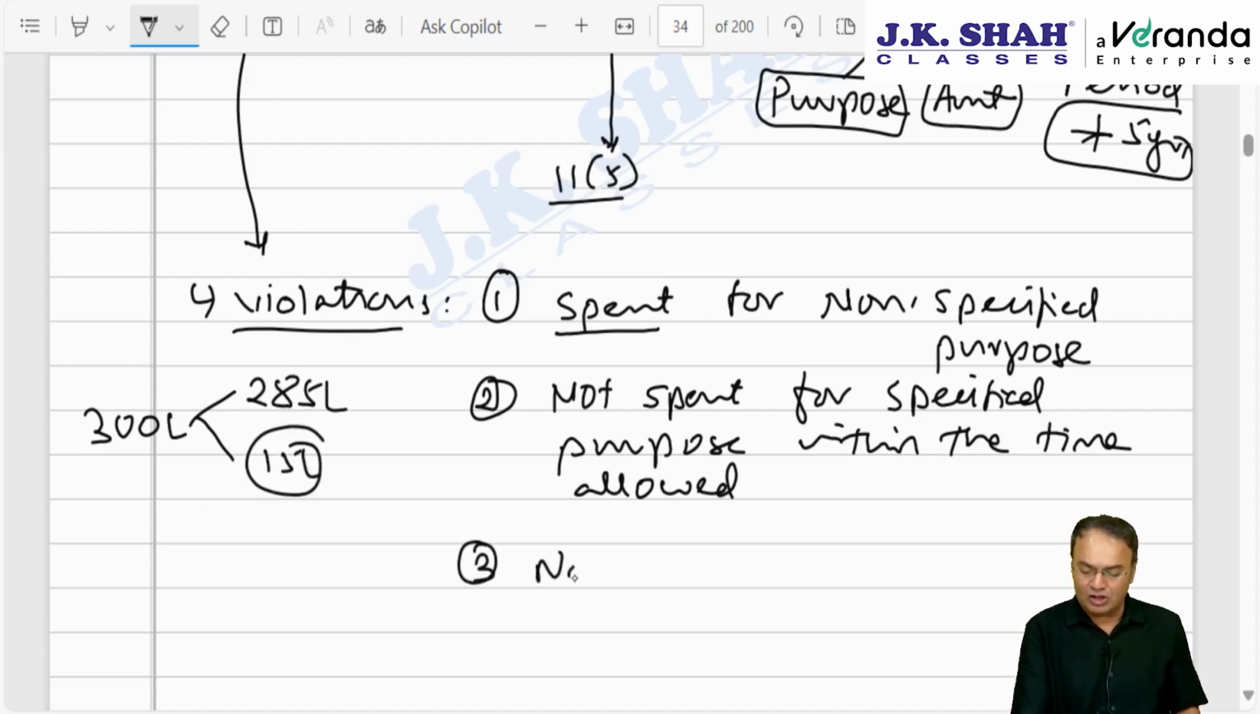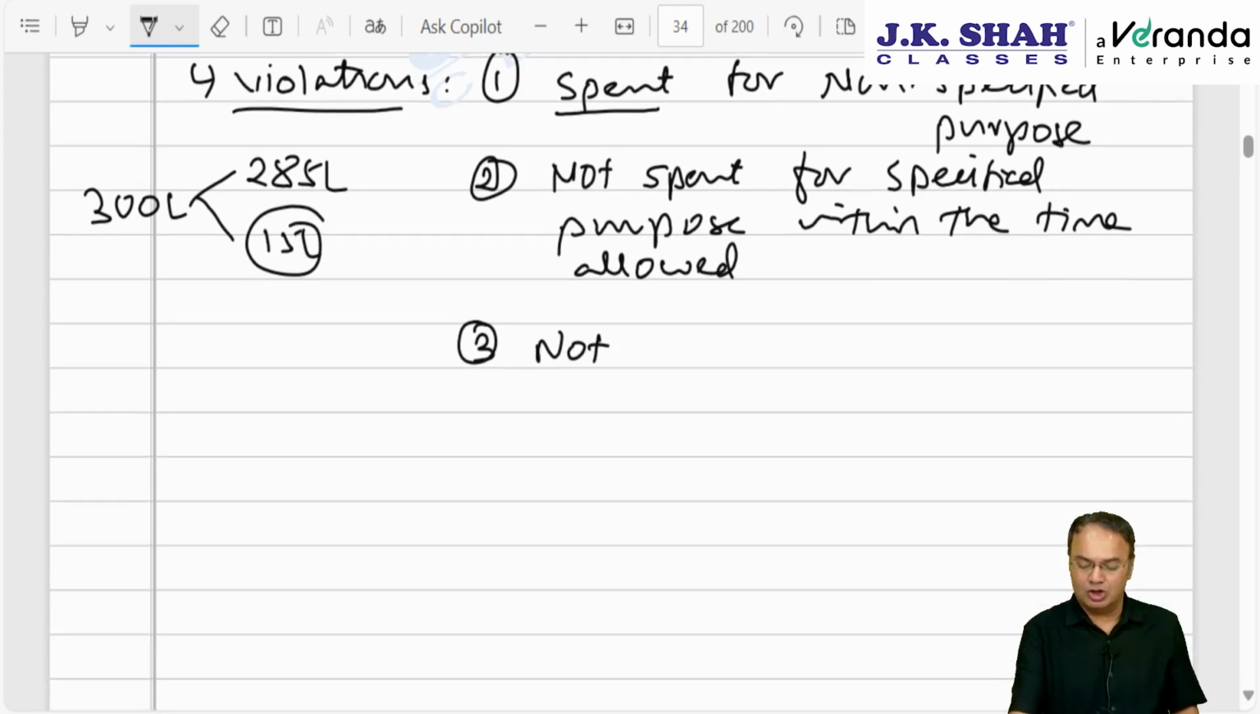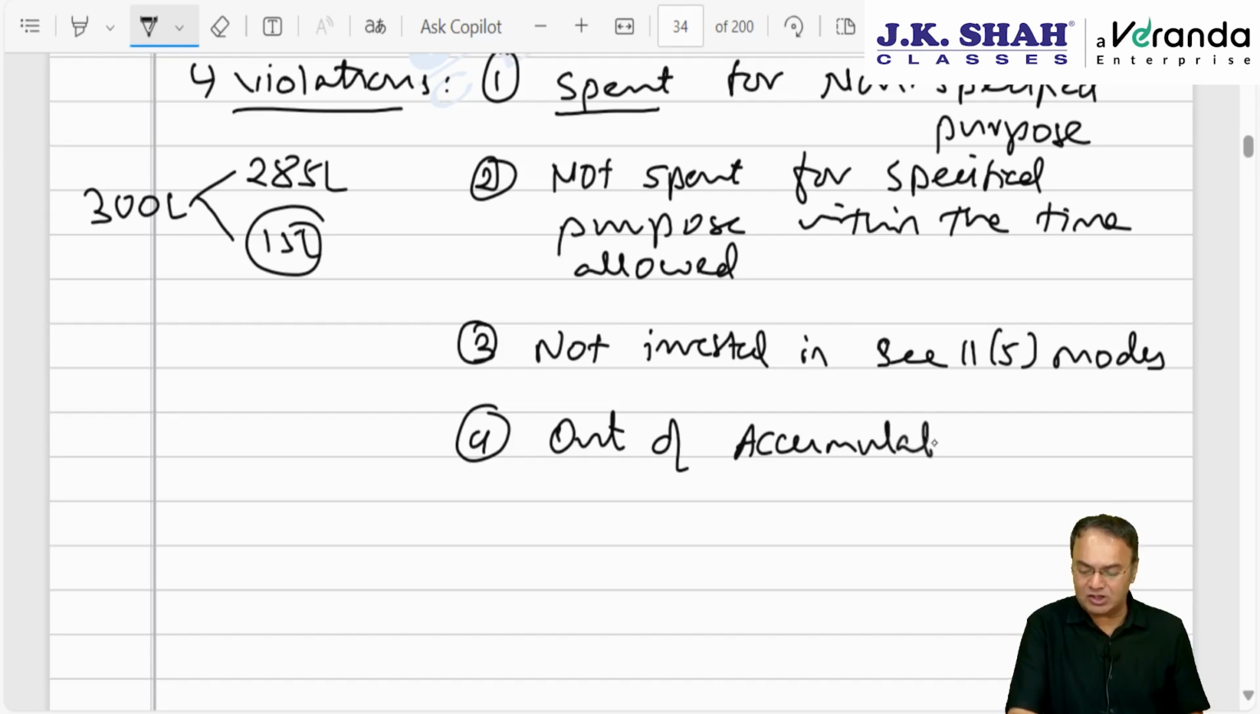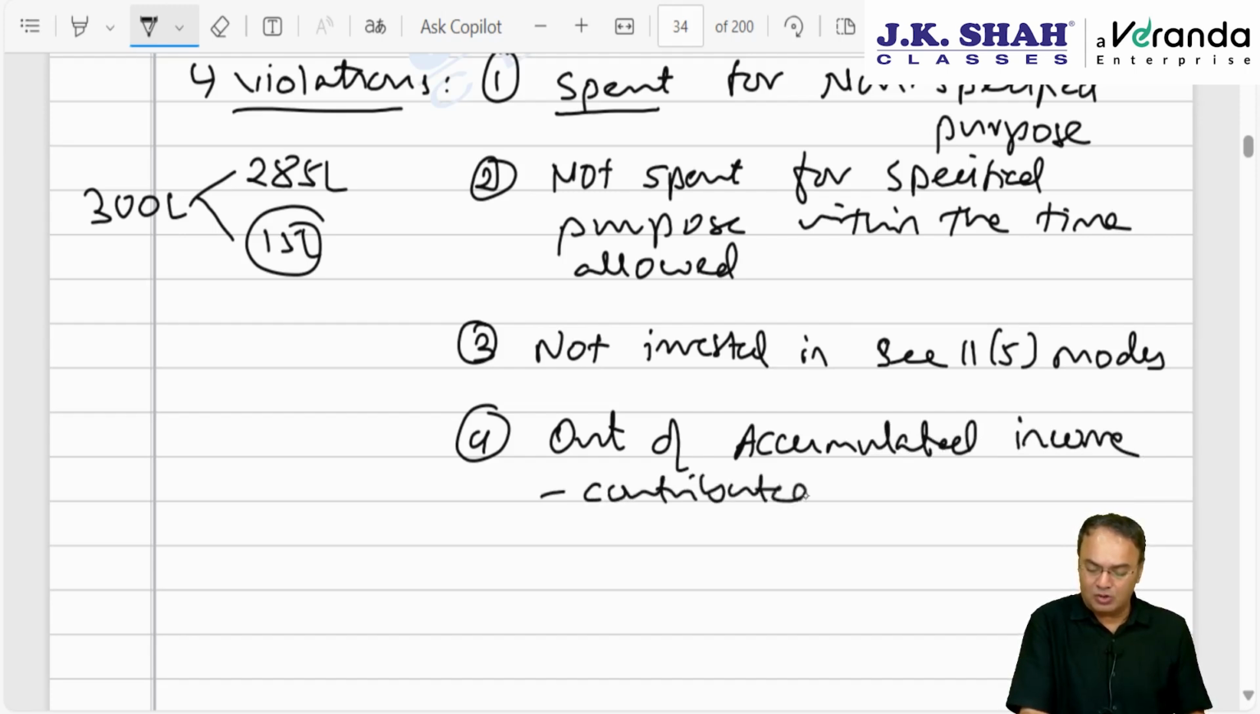Third possibility, third violation, not invested in specified modes of investment as specified in 11(5). And fourth, if out of the accumulated amount, out of accumulated income or accumulated funds for which application is made to the AO in form number 10, it is contributed to another trust.